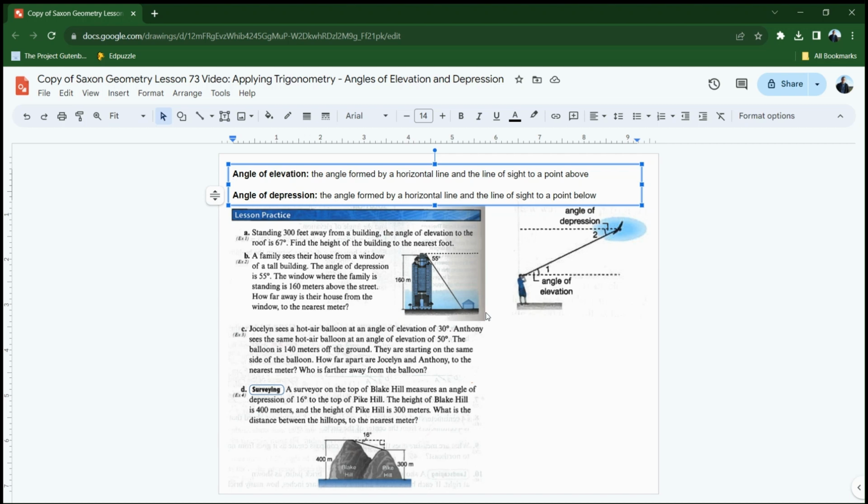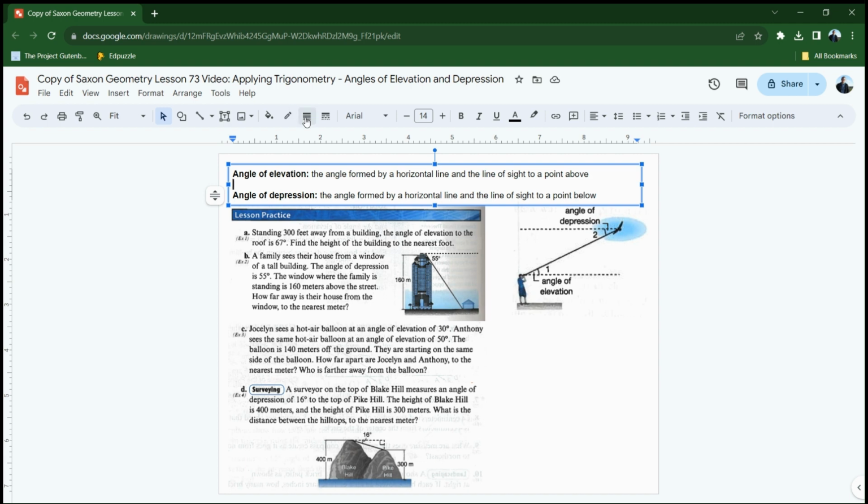Hey, geometry students. In this lesson, we're going to be talking about two special kinds of angles that we measure in geometry. One is called an angle of elevation, the other is called an angle of depression. The reason that these angles are special is because they're super functional. We can use these in real life. It's really easy to measure angles of elevation and angles of depression, so these will oftentimes be used to measure the heights of real world objects.